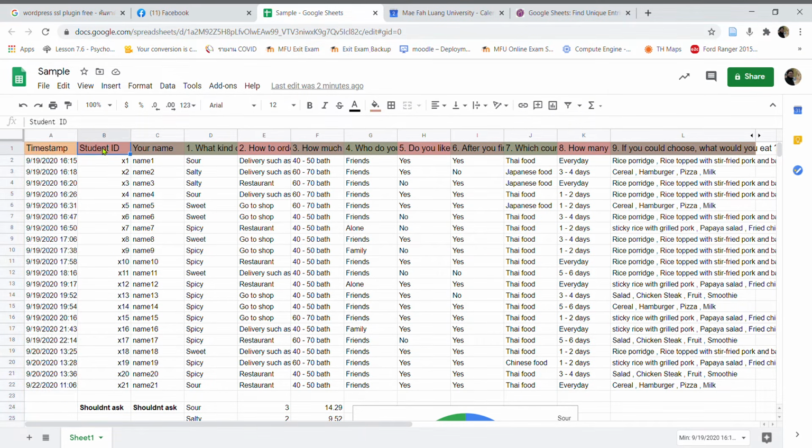The second one is this group asking people to put their student ID and their name. I would say that these two are not that important for analyzing data, and these two kinds of data are more private, so you should not ask these two questions.